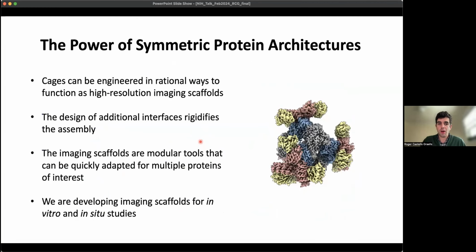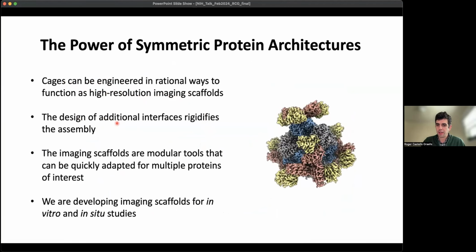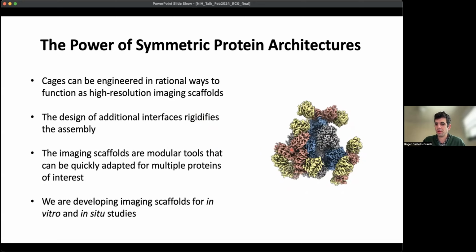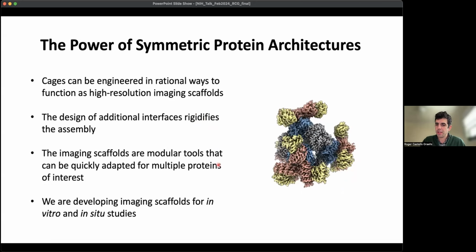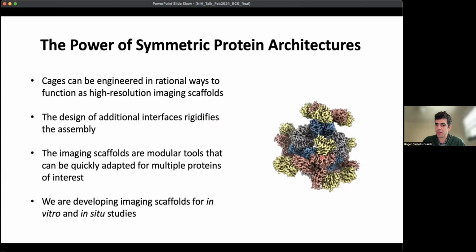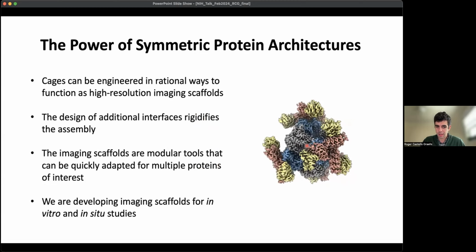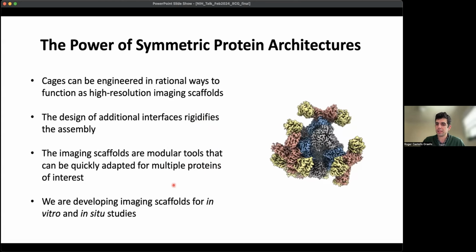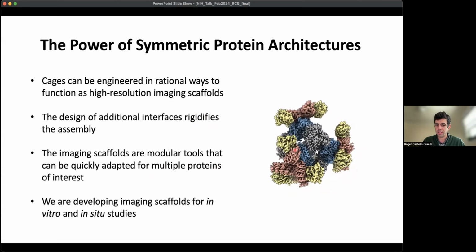I hope that I have shown you a little bit about the power of these symmetric protein architectures, and that these cages can be engineered in rational ways to function as high-resolution imaging scaffolds. We can see that the design of these additional interfaces in between the DARPins rigidifies the assembly, allowing us to reach this high resolution. We can then engineer the loops in these DARPins in order to change their affinity against the protein of interest. So this is a modular system. We have developed this for in vitro studies, but we are also working on in situ studies.